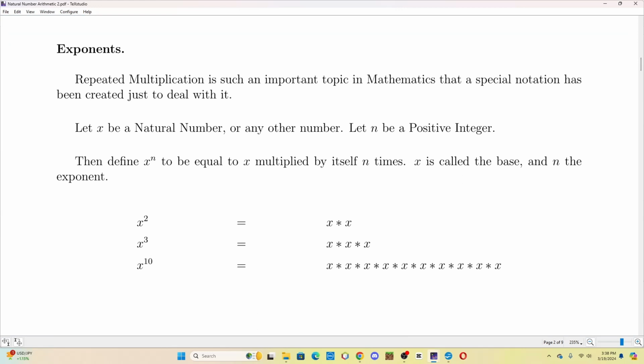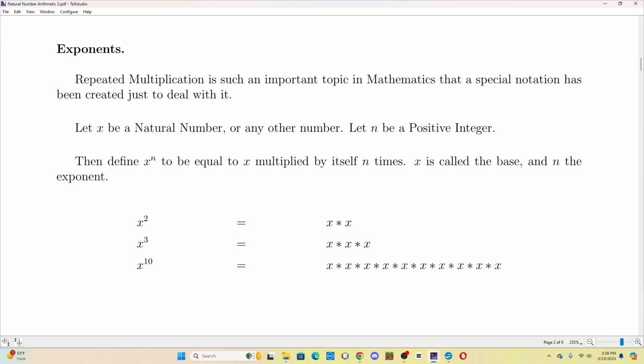Repeated multiplication is such an important topic in mathematics that a special notation has been created just to deal with it. Let x be a natural number. Note that these rules work for x being just about any other number as well. Let n be a positive integer. Define x to the n to be equal to x multiplied by itself n times.